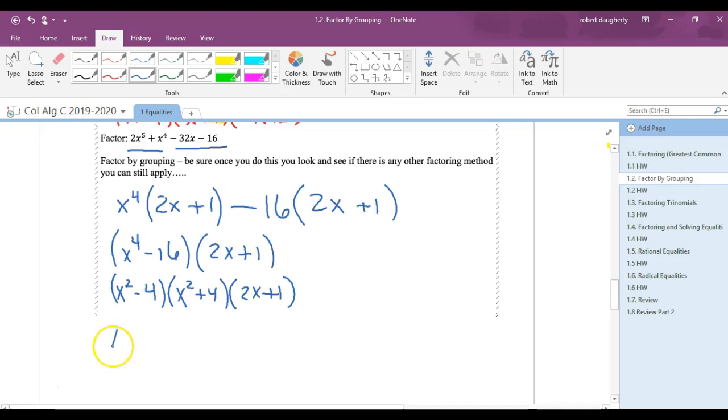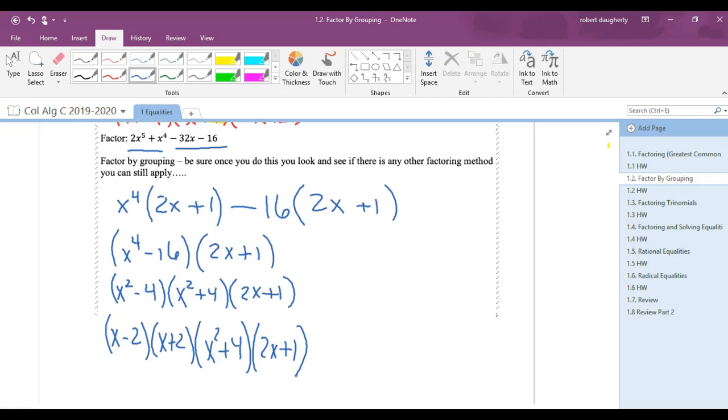So this one is going to be x minus 2, x plus 2, and then copy down everything else that you had. X squared plus 4, 2x plus 1. Now in terms of factor by grouping, this is the hardest problem you're going to see, okay? Because I had to factor by grouping, and then I had the difference of squares, and then I had the difference of squares again. Okay, so I had 3 different ways.